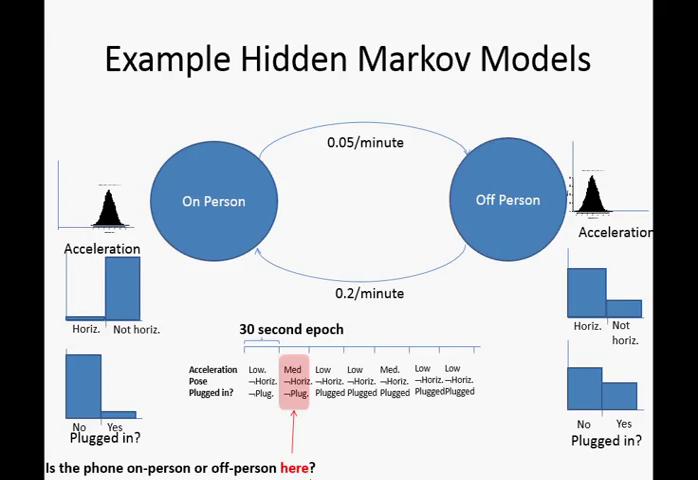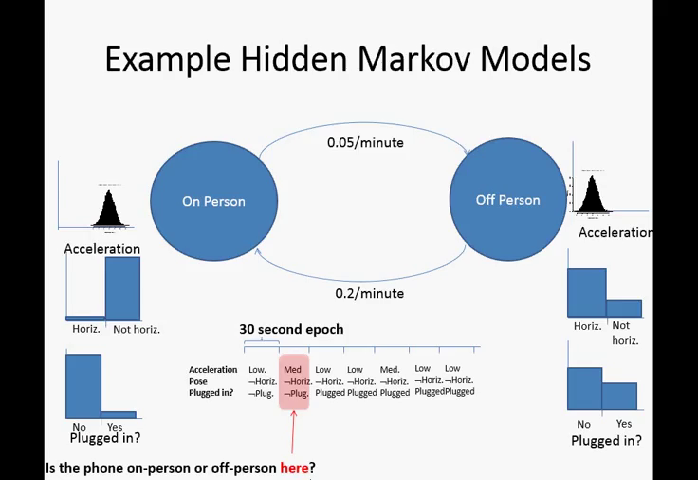So what we're trying to take advantage of here is that for the on-person state, we have some characteristics in terms of the accelerometry, in terms of whether the phone is horizontal or not, whether it's plugged in, that we're going to take advantage of. And we're going to contrast those with the same measurements, which correspondingly have different tendencies when we're off-person.